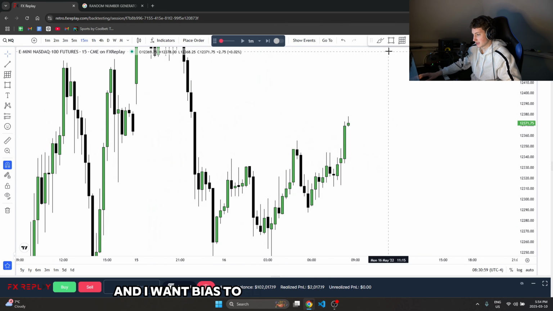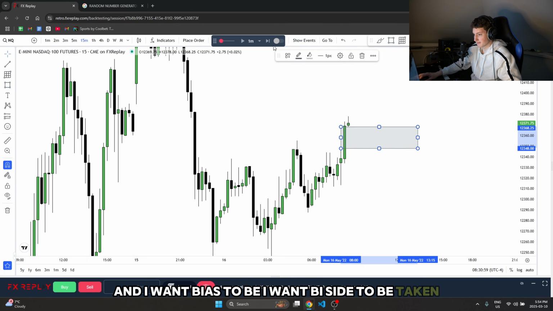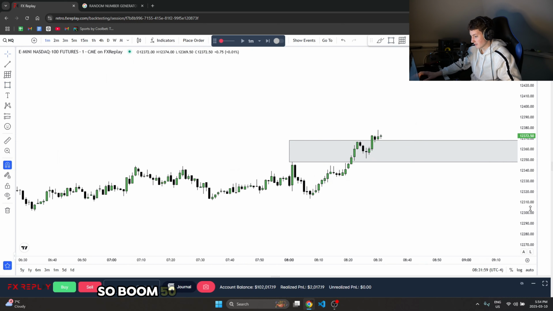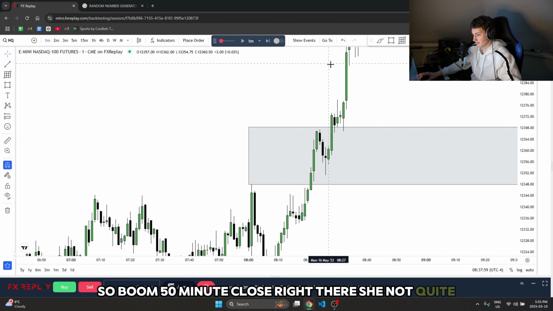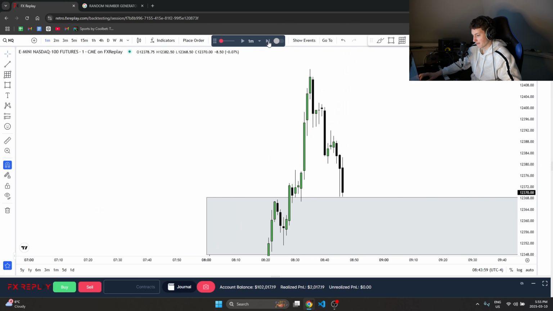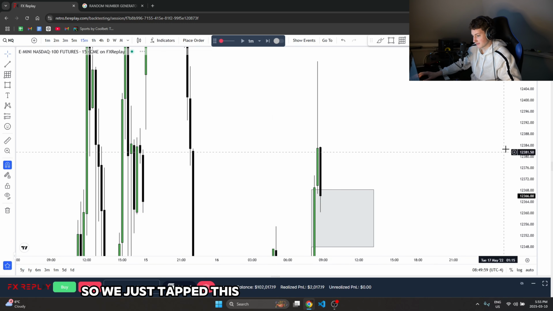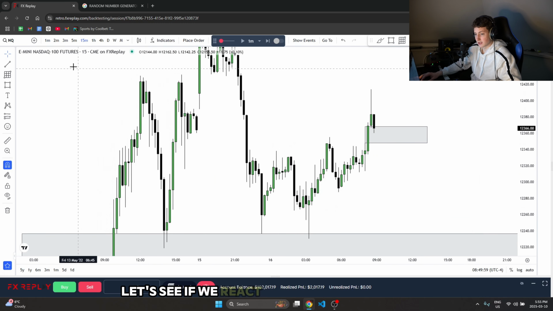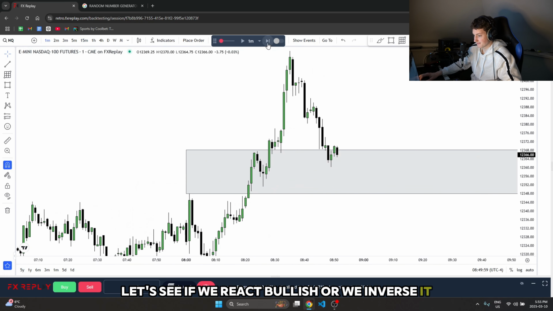And I want buy side to be taken. So boom, 15-minute close right there. Actually, not quite. We just tapped this 15-minute gap that we just made. Let's see if we react bullish or we inverse it.